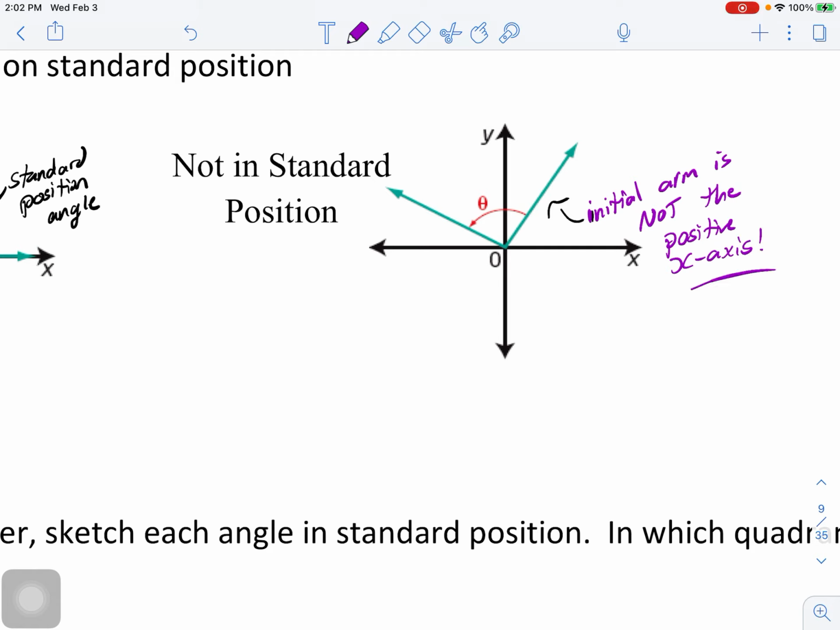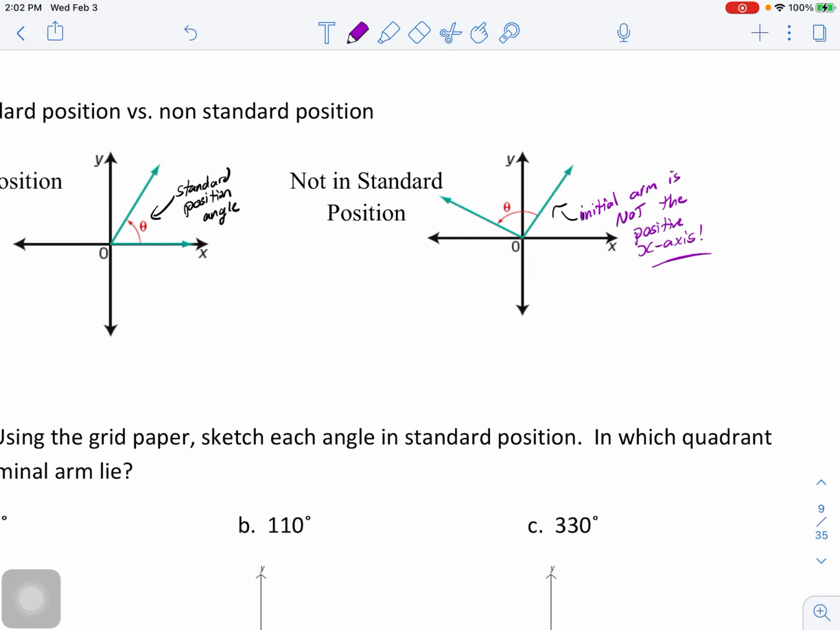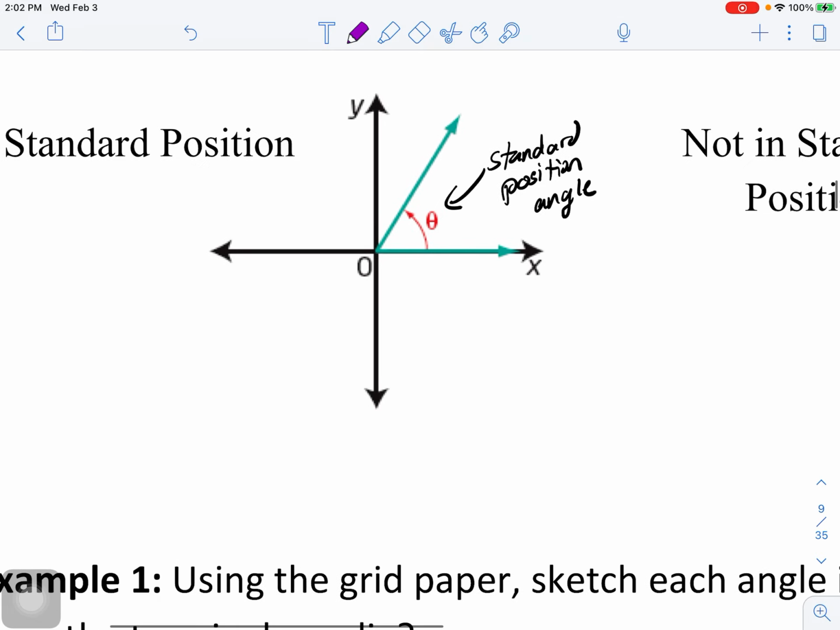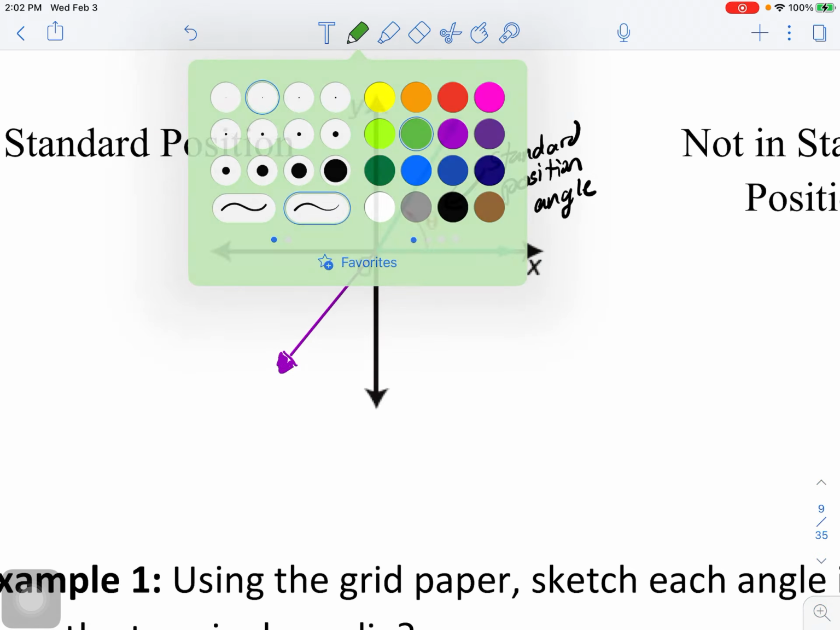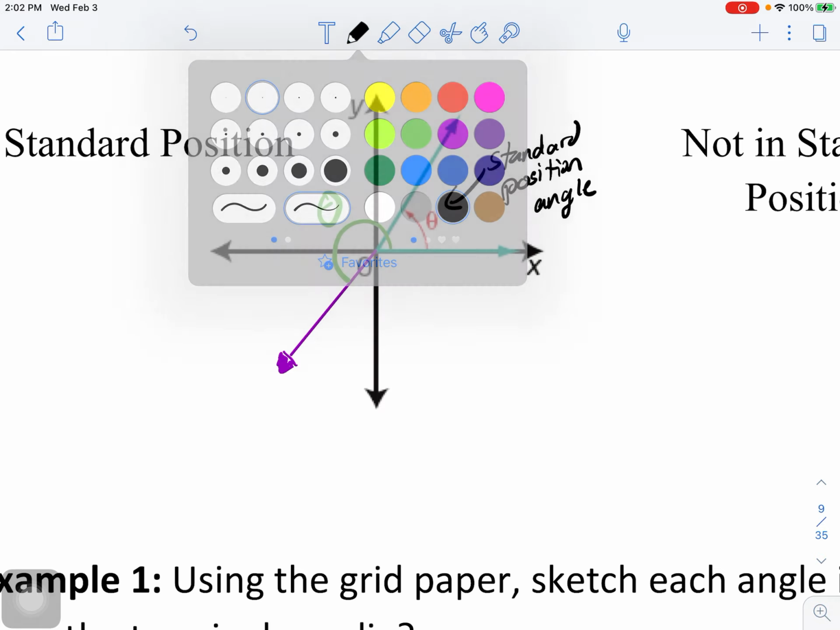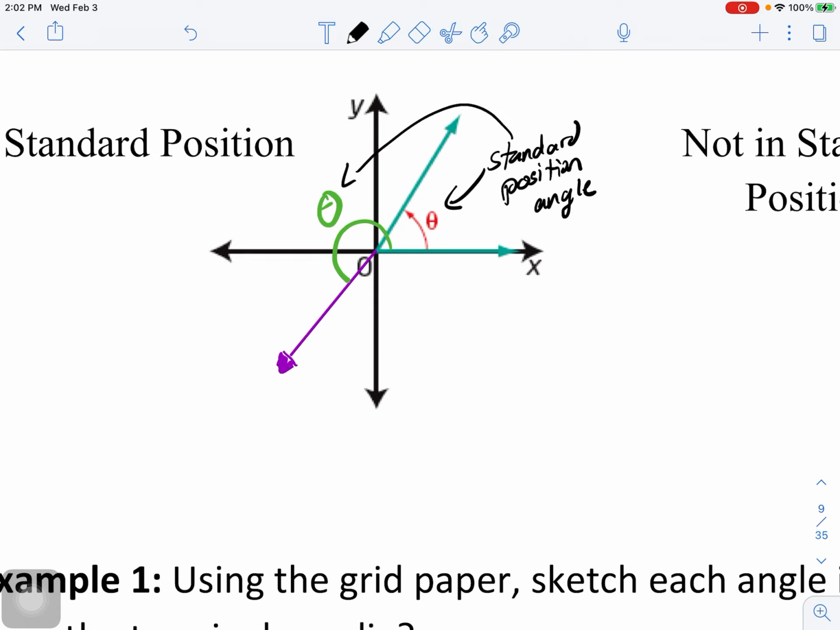And in order to be at a standard angle, you need to be measured from the positive x-axis to your terminal arm that is starting at the origin point. Okay, so I could draw another standard angle here, maybe in purple. I could do this, and this would form a nice standard angle. It would just be measured here. So there's another standard angle.